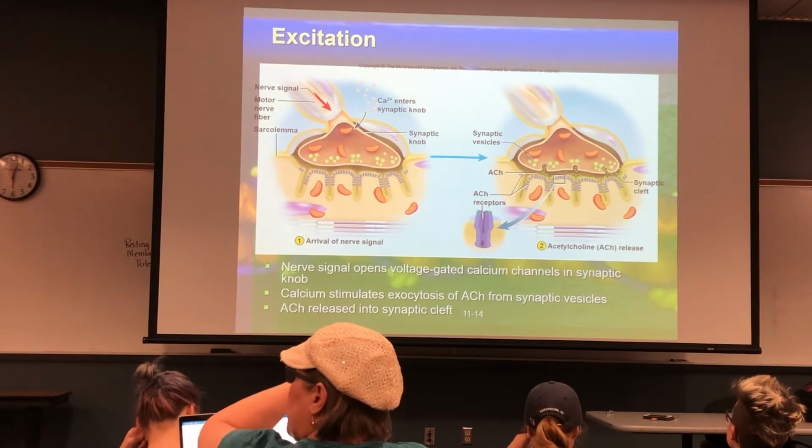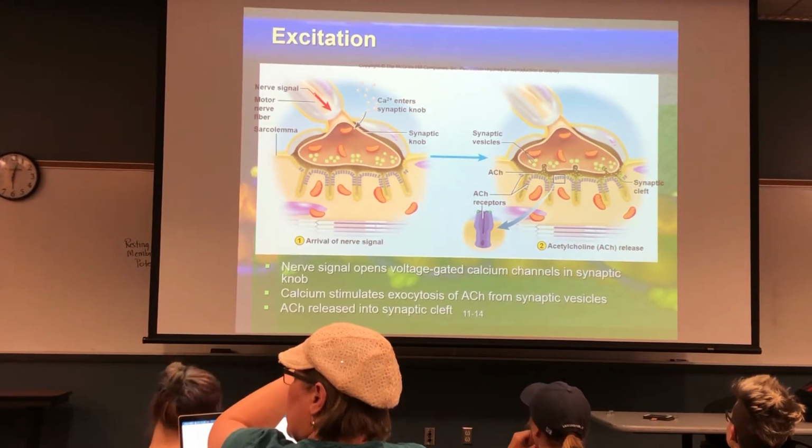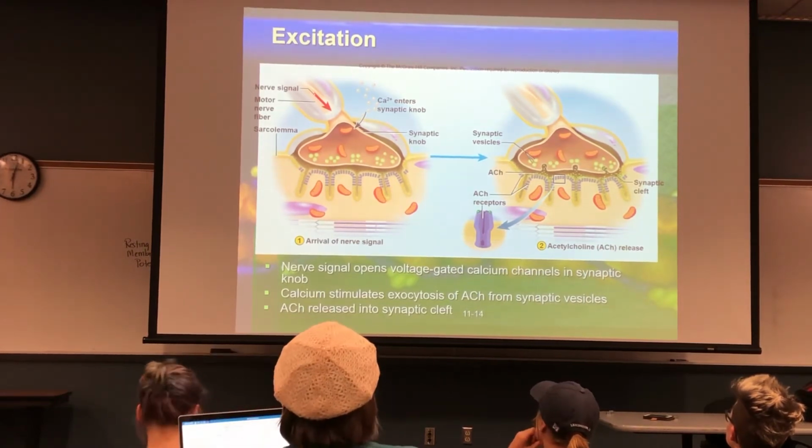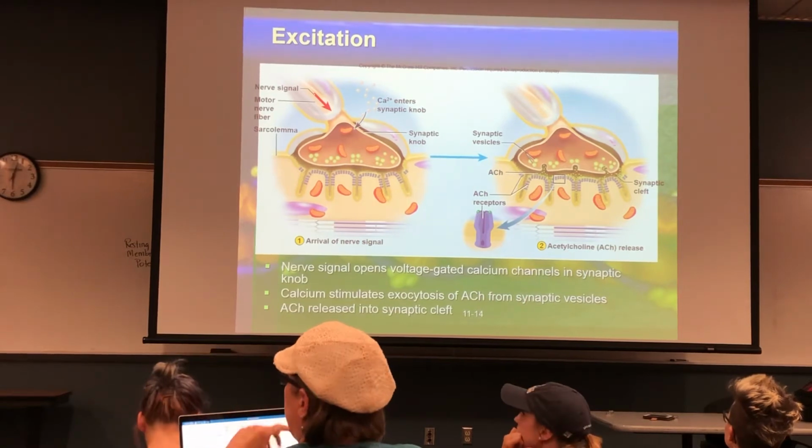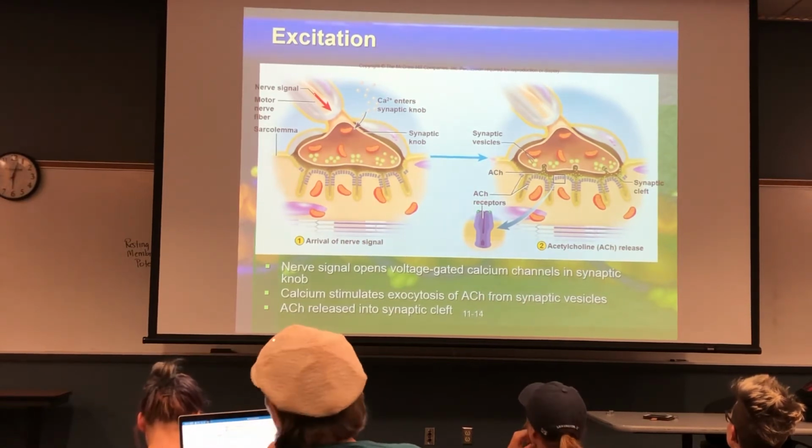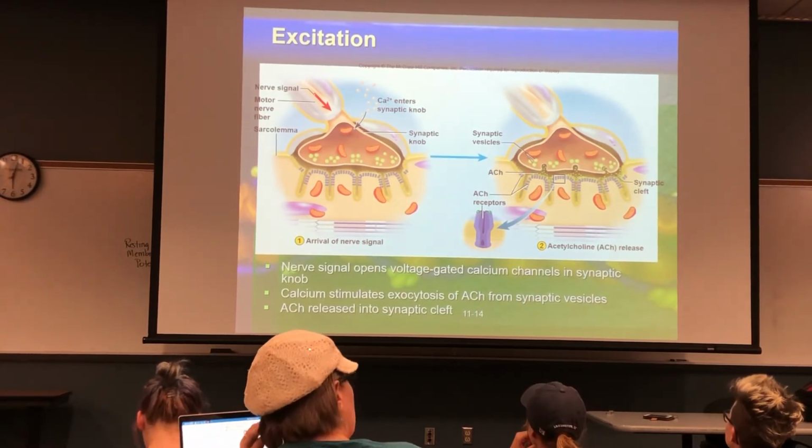Are the ACh receptors only where the neuromuscular junction is, or are they also in other places? They're not in other places, because over here, you don't see them. Okay. So they're only in the cleft.